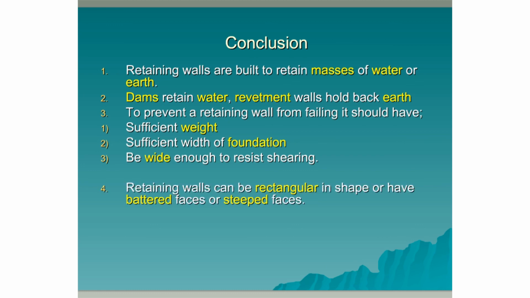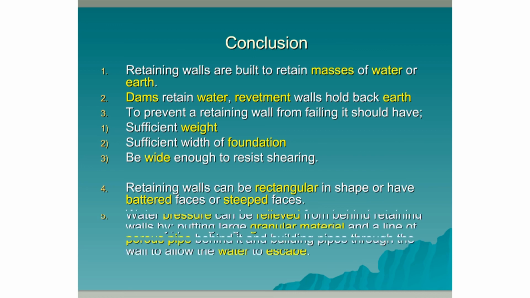Retaining walls can be rectangular in shape or have battered faces or stepped faces. Water pressure can be relieved from behind retaining walls by putting large granular material and a line of porous pipe behind it and building pipes through the wall to allow the water to escape.